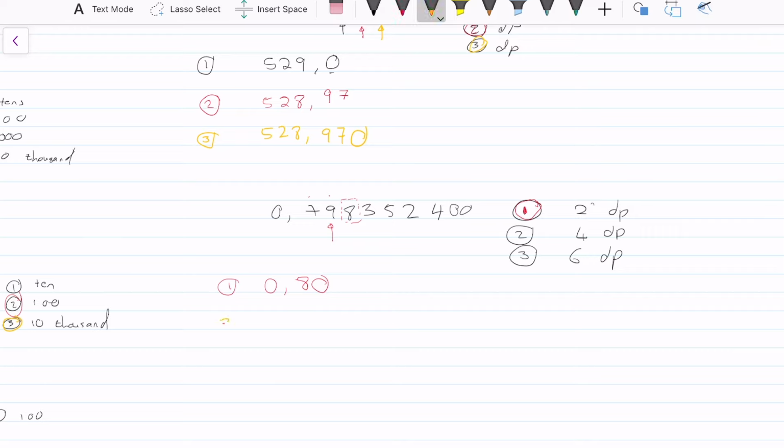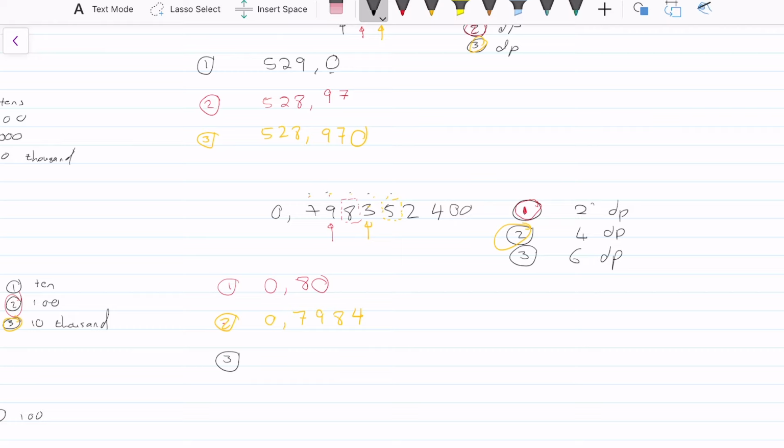The second question, we have 4 decimal places. We look 1, 2, 3, 4. That's right here. The number after that is a 5. Okay, 5 is greater than or equal to 5, so we round up. So this 3 becomes a 4. So we have 0,7984.